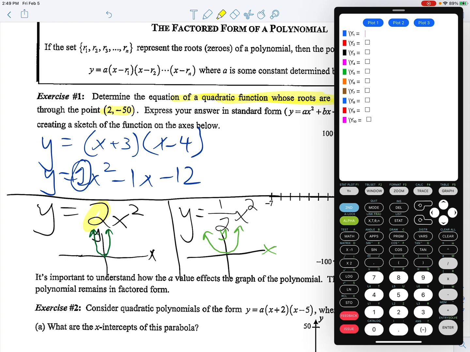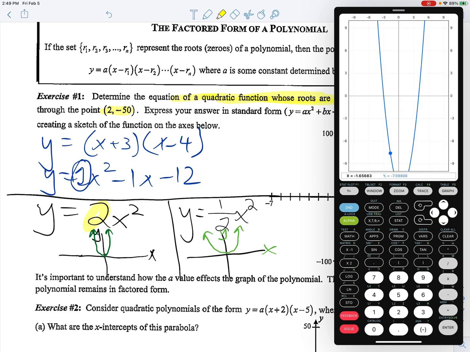Now, I'll still talk about this exercise number 1 here. It contains the point 2, negative 50. So I worked backwards. I got x plus 3. I got x minus 4. Now, if I put that function here, let me take a look at that quadratic: x squared minus x minus 12.